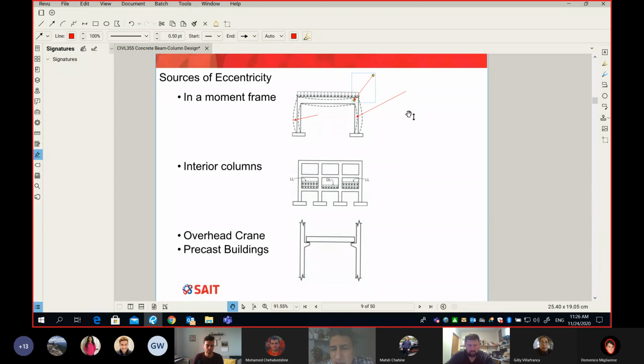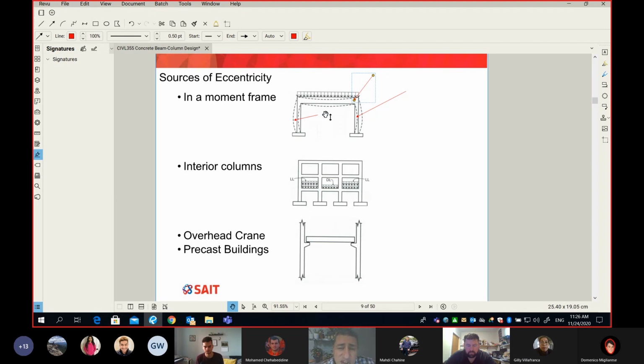Because of the connection between the column and the beam, guess what? When the beam is trying to rotate, the column will say, hey, I'm here. I'm going to rotate with you. I'm going to prevent and restrain you from rotation. And because of this restraint, the column will get some bending moment. Do you know that in a moment frame, the column will get moment? Yeah. Okay, because of the connection.